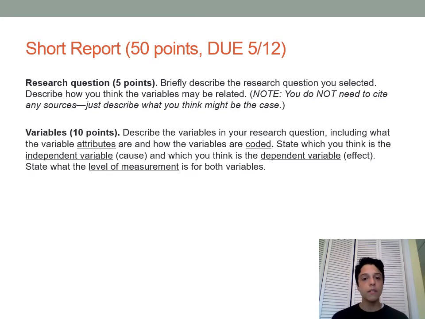The next part of the report will deal with the variables. In each of those research questions, there are 2 main variables, and I want you to describe those variables. Particularly, I want you to tell me what the variable attributes are and how they are coded. This information will be given to you as well. When you poke around in the project folder, you'll see there are sheets that correspond to each of the research questions. If you download them, they'll give you information about the variables.